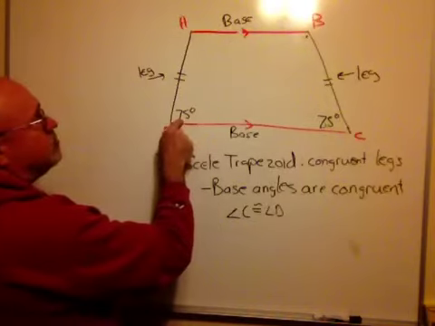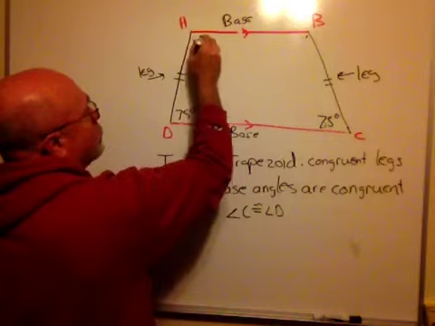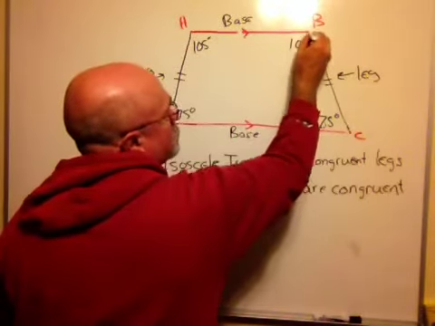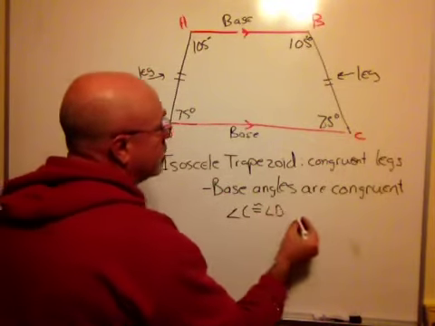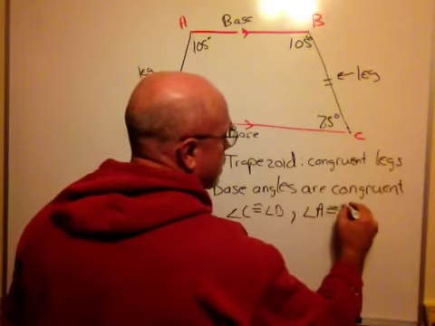So if that's 75, remember those two have to be supplementary. This would be 105, so that they would add up to 180, and that one has to be 105 as well. So the base angle pairs are congruent: angle C is congruent to angle D, and angle A is congruent to angle B.